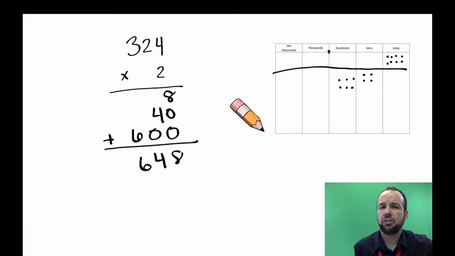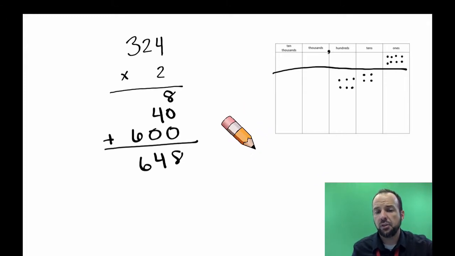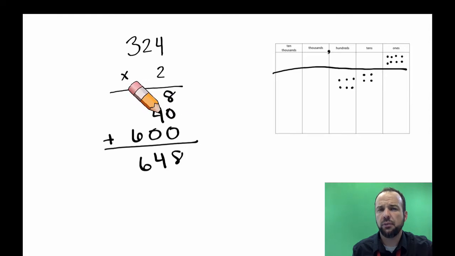To start to make some connections between this and the standard algorithm. So in the standard algorithm, we do the same thing. We just group our partial products differently. Let me explain what I mean here.